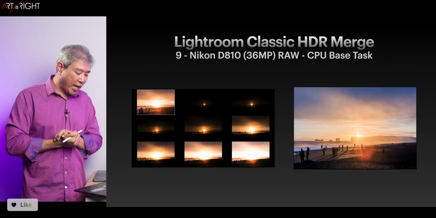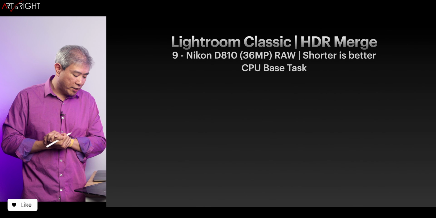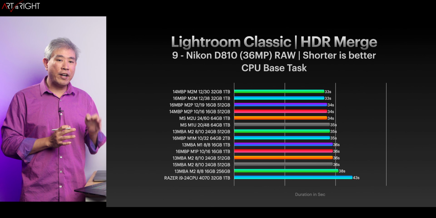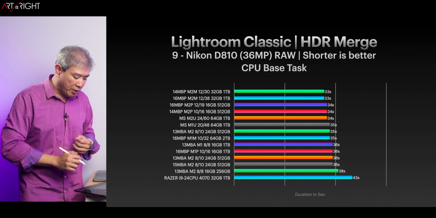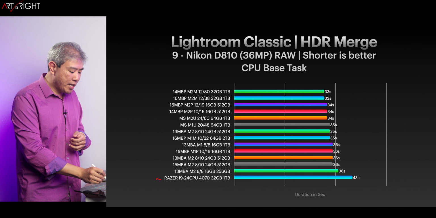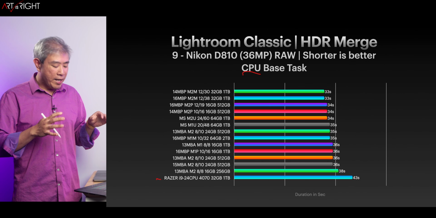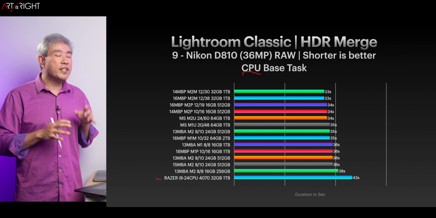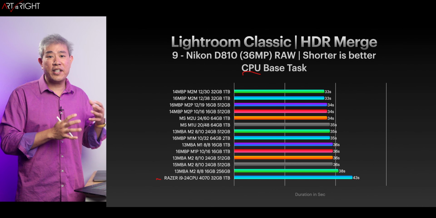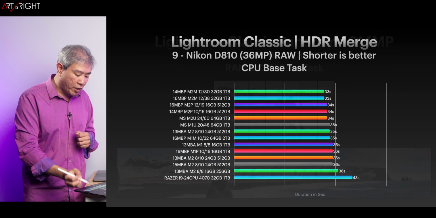Now let's take a look at Lightroom Classic HDR Merge, 9 Nikon D810 files. Timing wise, most of these Mac machines are within a margin of error of each other, only about a second or two apart, with the Razer coming in at a little bit longer, 43 seconds. Now, this is solely a CPU based task, and it tells you how things ramp up. Because we're only doing one HDR merge, this is really not long enough time on the CPU to heat it in extreme duration, yet it still takes a little bit longer. So this gives you a perspective on that as well.